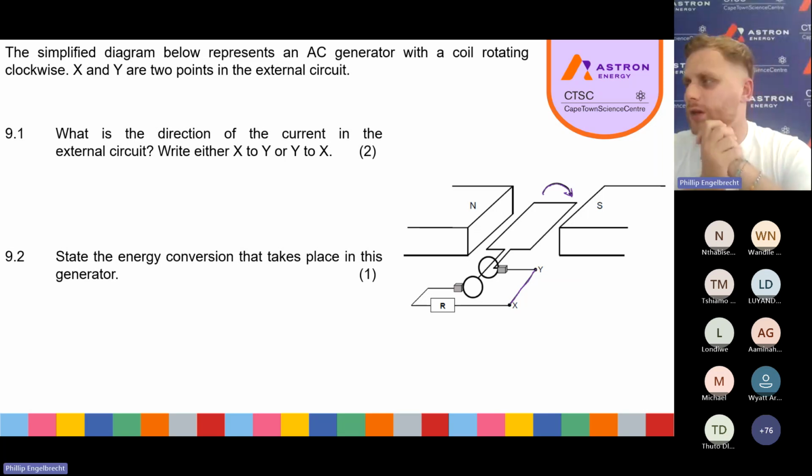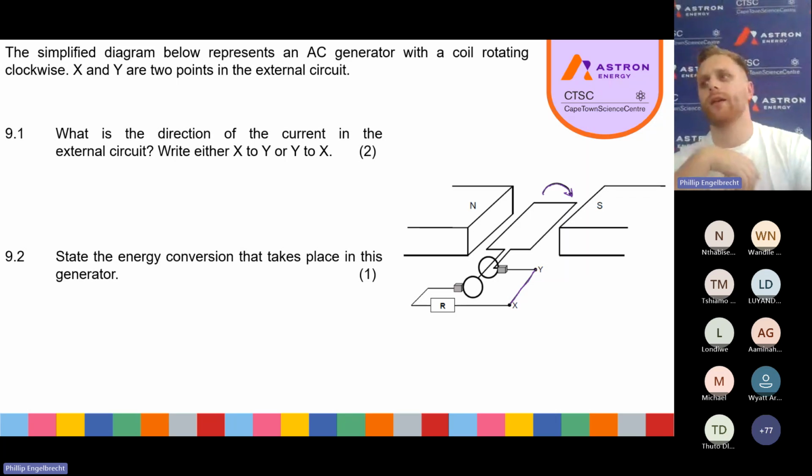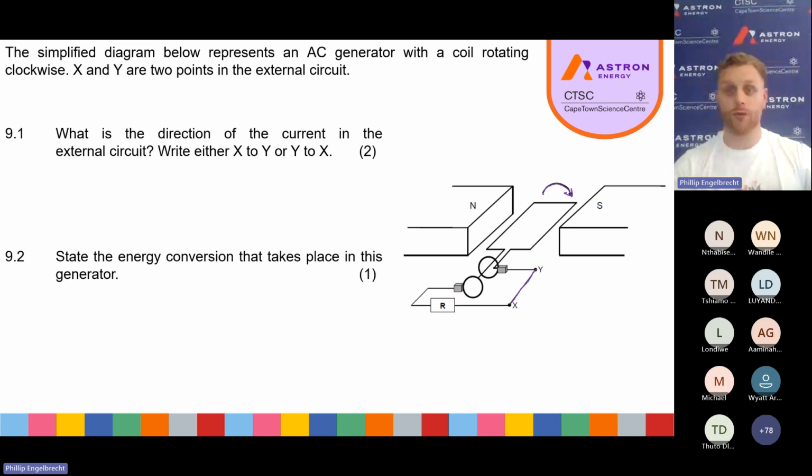Okay, so I'm seeing a lot of division in the answers. Some people are saying X to Y, some people are saying Y to X. Let's figure it out, guys. Almost done, I promise you. So remember, the magnet always goes from north to south. So it's doing something like that. And remember, because we are dealing with a generator, because they've told us that, we use our right-hand rule, generator. That's how I remember it.